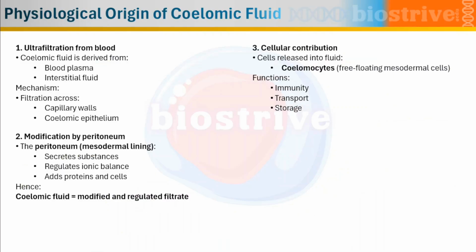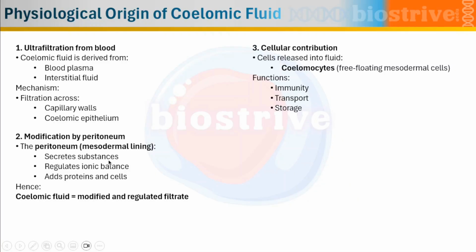If we talk about ultrafiltration from blood, coelomic fluid is derived from blood plasma as well as interstitial fluid. The mechanism is fairly simple. There is ultrafiltration occurring from the capillary walls and coelomic epithelium, and modification is happening by the action of the peritoneum, which we say is mesodermal lining or mesodermal in origin.